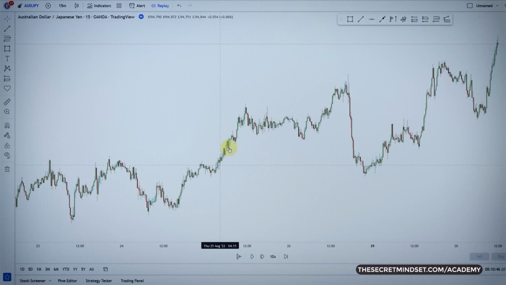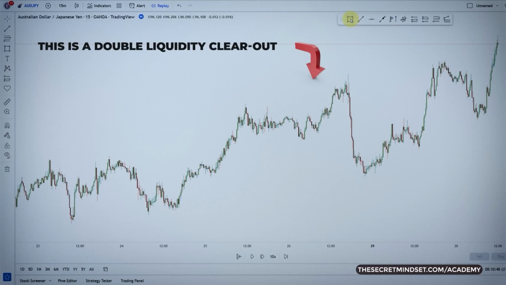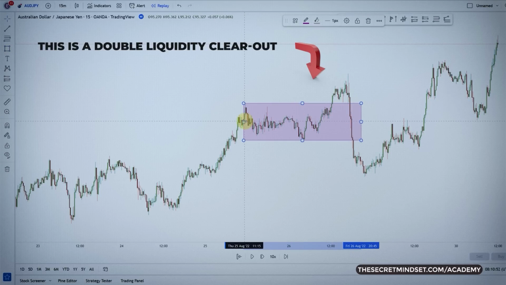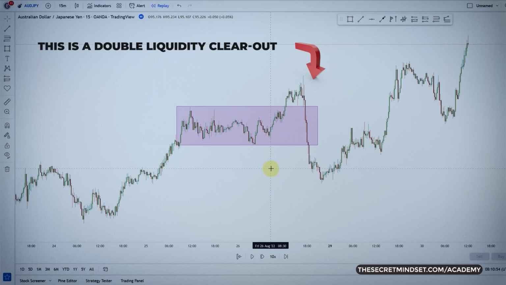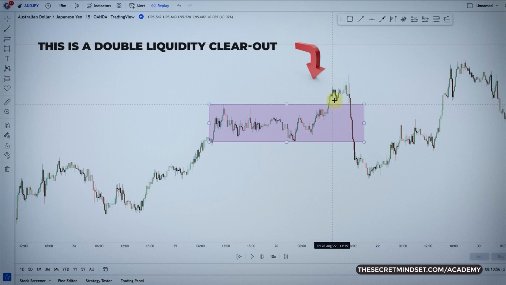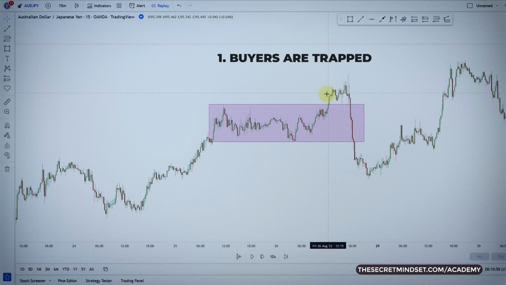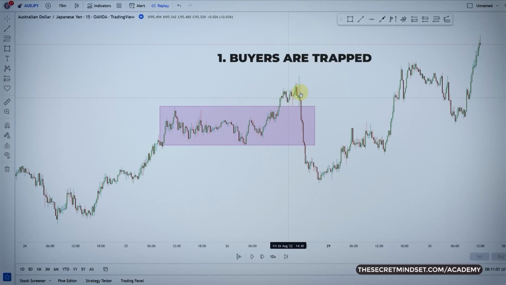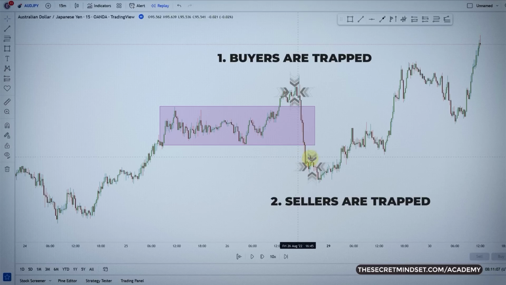Take a look at this chart. This is one of the most common traps used by smart money to fool both buyers and sellers at the same time. You probably faced this yourself. Market breaks a swing high. You think it's a breakout, but instead of continuing higher, it aggressively moves lower, also breaking a recent swing low, basically a double liquidity clear out.